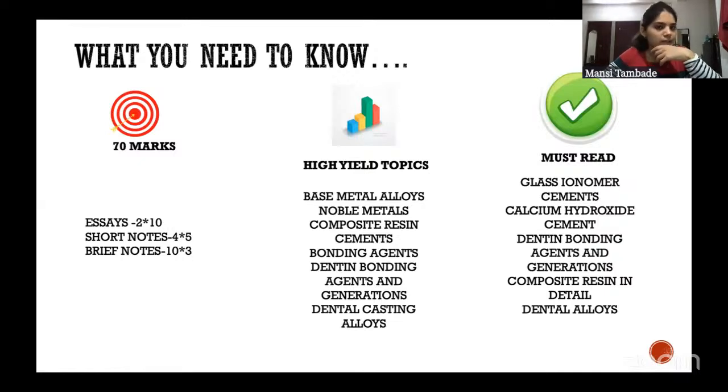So this is the 70 marks. The question paper totally consists of 70 marks. This is the distribution of the marks. Then today I'm going to discuss mainly the conservative part.